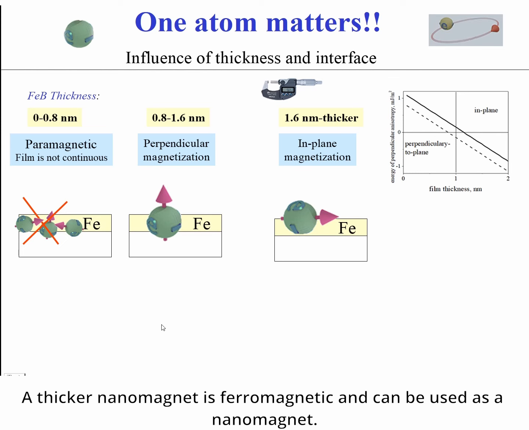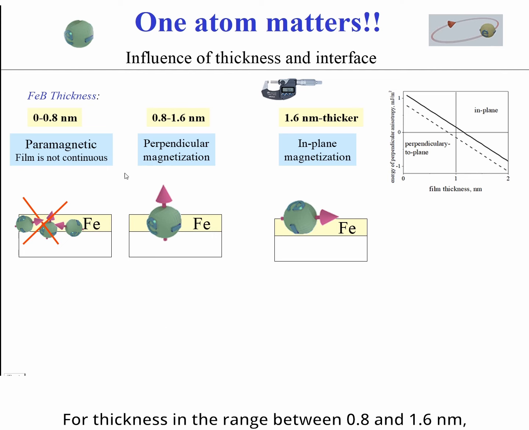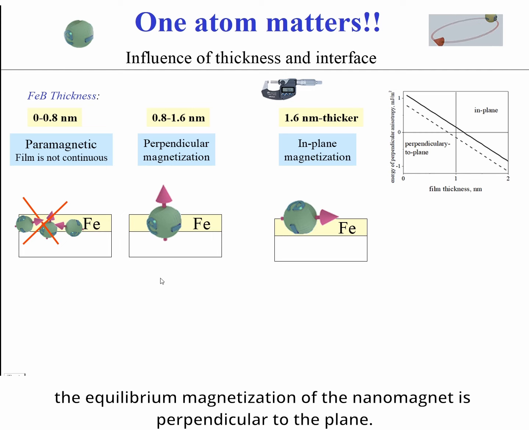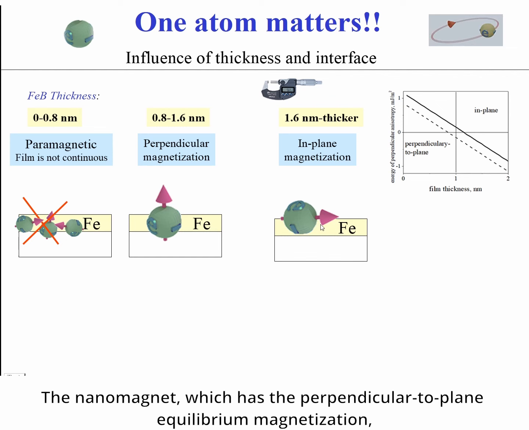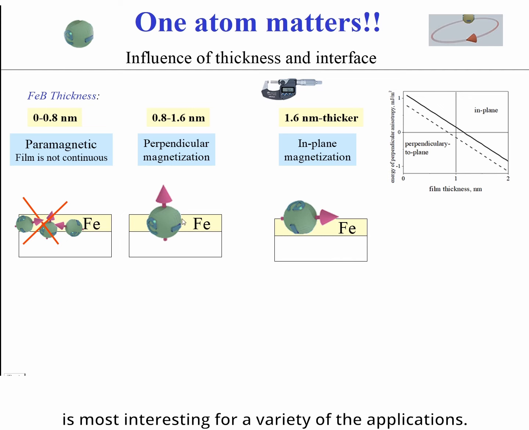A thicker nanomagnet is ferromagnetic and can be used as a nanomagnet. For thickness in the range between 0.8 and 1.6 nanometer, the equilibrium magnetization of the nanomagnet is perpendicular to the plane. For a thicker nanomagnet, the equilibrium magnetization becomes in plane. The nanomagnet, which has a perpendicular-to-plane equilibrium magnetization, is most interesting for a variety of applications.